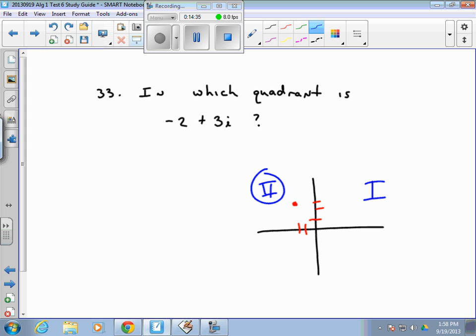33 says, in which quadrant is negative 2 plus 3i? Again, this is just like x, comma, y. So negative 2, 3. So we know from negative 2, 3, you go to the left 2 and up 3. And remember, it counts counterclockwise, 1, 2, 3, and then 4. It's in quadrant 2.